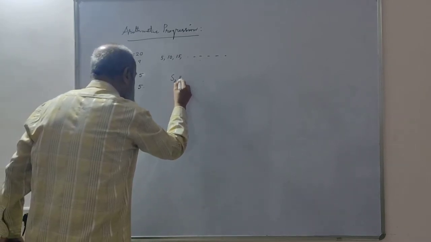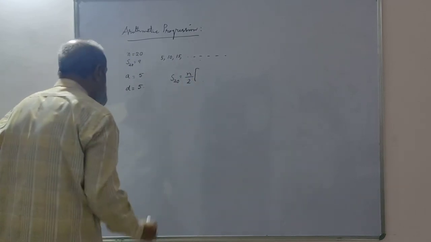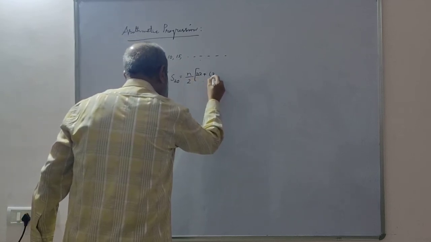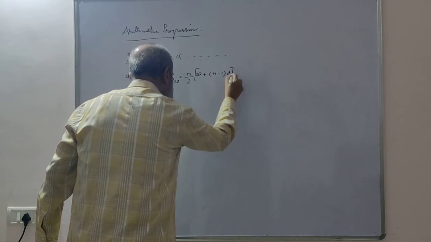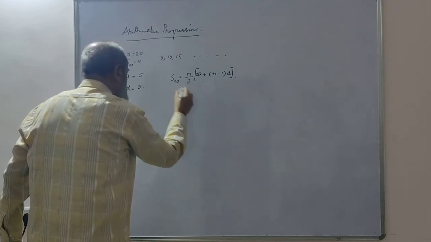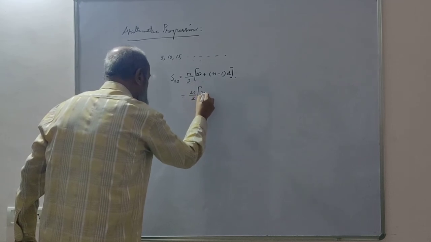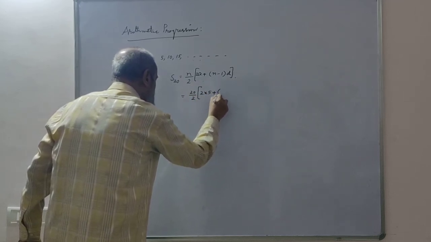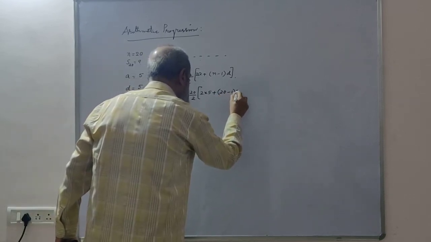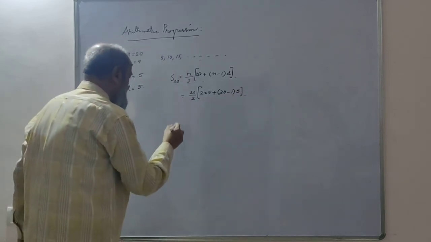Now you have to write the formula here. S20, this is what is asked, is equal to n by 2 into (2a plus (n minus 1) times d). This is the formula. You have to first write the formula. So n is 20, 20 by 2 into (2 into 5 plus (20 minus 1) into d, which is again 5). Both a and d are 5 here. It need not be like that always.